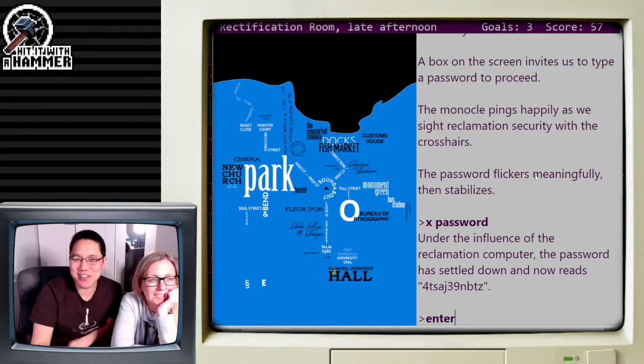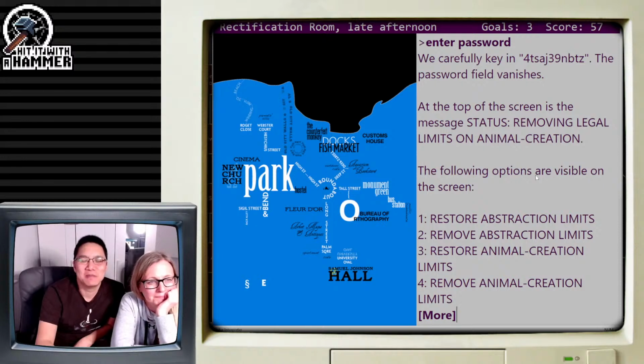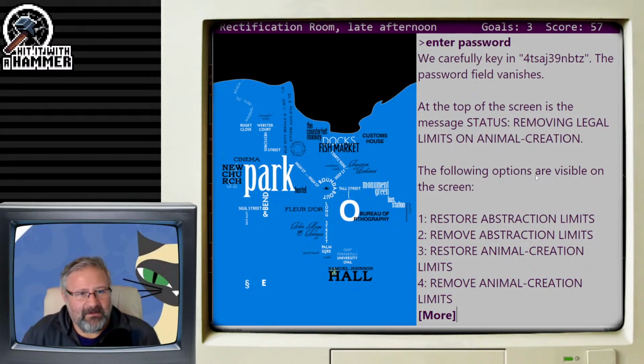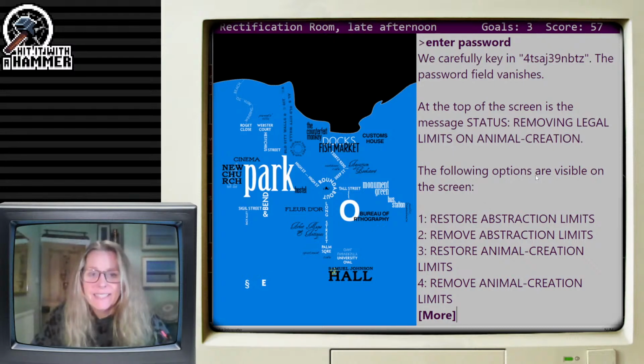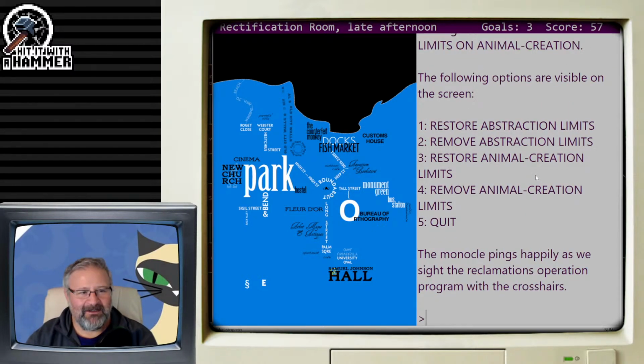I was just going to say that. A nice, strong password. We carefully key in. The password field vanishes. At the top of the screen is the message, status, removing legal limits on animal creation. Yay! The following options are visible on the screen. Restore abstraction limits, remove abstraction limits, restore animal creation limits, remove animal creation limits. Quit.